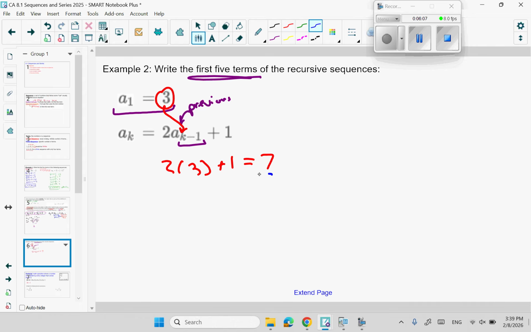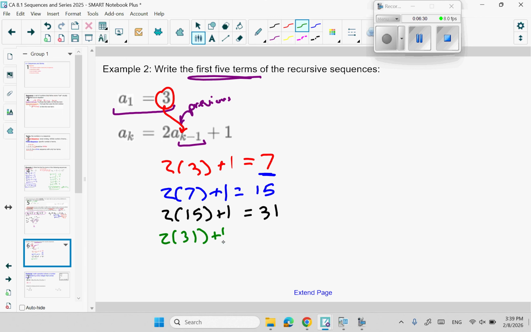Now I'm going to plug in 7 to find the next term. So 2 times 7 plus 1. 2 times 7 is 14, plus 1 is 15. Now to find the next term, I have to plug in 15. 2 times 15 is 30, plus 1 is 31. And I'm going to plug in 31. 2 times 31 is 62, plus 1 is 63.